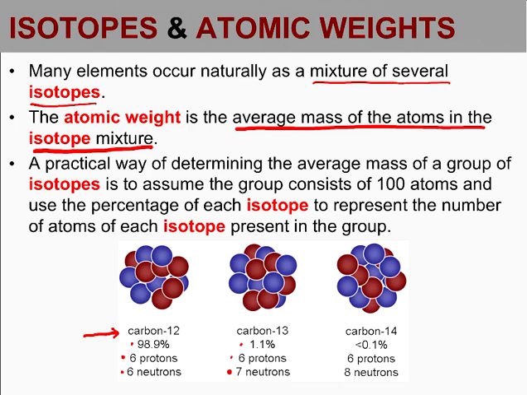And then carbon 14 atoms have, again, 6 protons, but 8 neutrons. So they're even heavier than carbon 13. And they are not very abundant. So carbon 14 atoms exist less than 0.1% of the time.